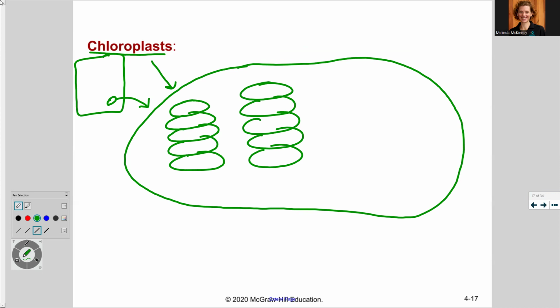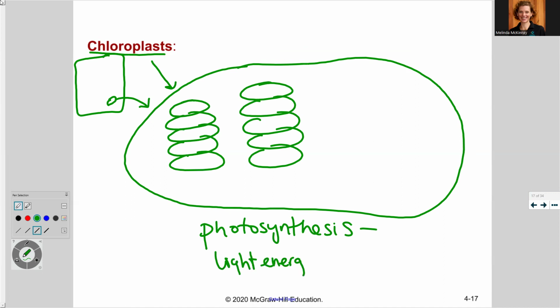What's the function? So the function of the chloroplast is photosynthesis. And photosynthesis is to take light energy, okay, and to take this light energy and to store it in sugar. So it basically makes sugar or glucose. Okay, glucose.